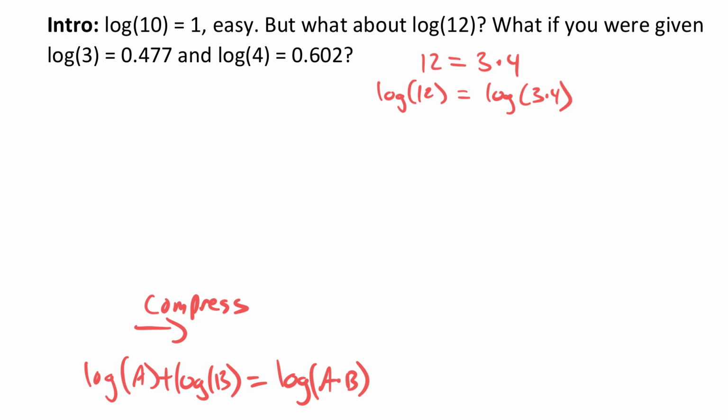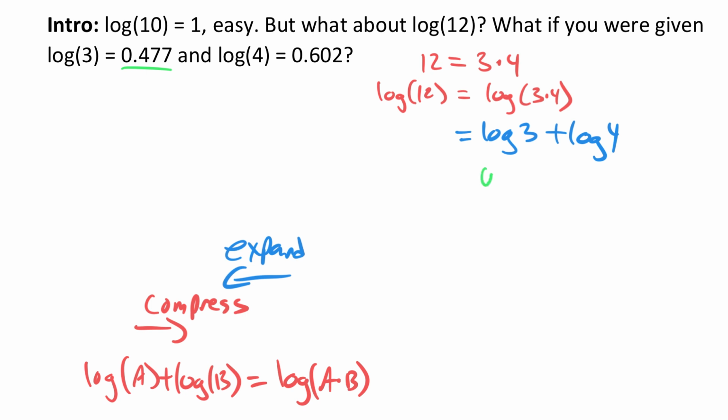But you could think about reading it the other direction. And you could think about expanding it. If you had two numbers multiplied, you could expand it into two logs. Well, let's do just that. Log 3 plus log 4. Now, log 3 we know is 0.477. And we know log 4 is 0.602.